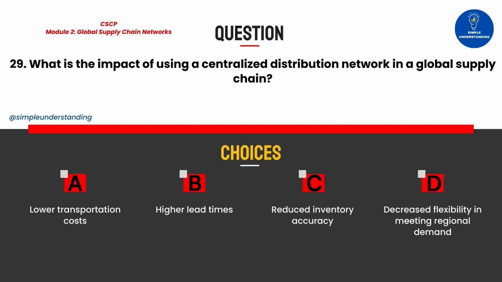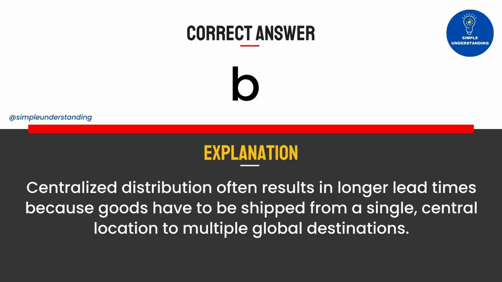29. What is the impact of using a centralized distribution network in a global supply chain? A. Lower transportation costs. B. Higher lead times. C. Reduced inventory accuracy. D. Decreased flexibility in meeting regional demand. Correct answer: B. Explanation: centralized distribution often results in longer lead times because goods have to be shipped from a single, central location to multiple global destinations.